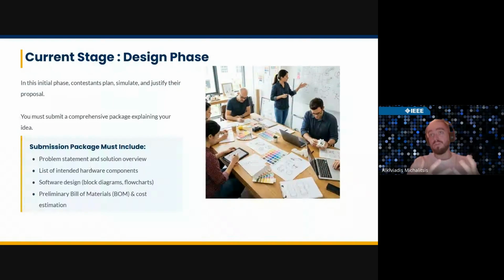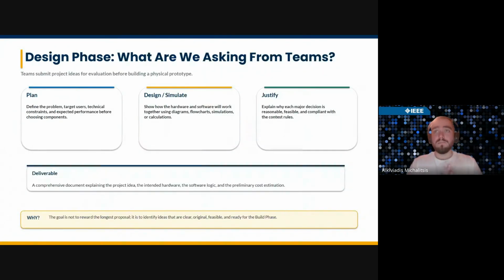So that's what we want in the design phase. Like in real life, we want you to prove to us your idea before we even go to the build phase of the hardware contest. So let's see some details about that. Regarding the design phase, what are we asking from the teams?